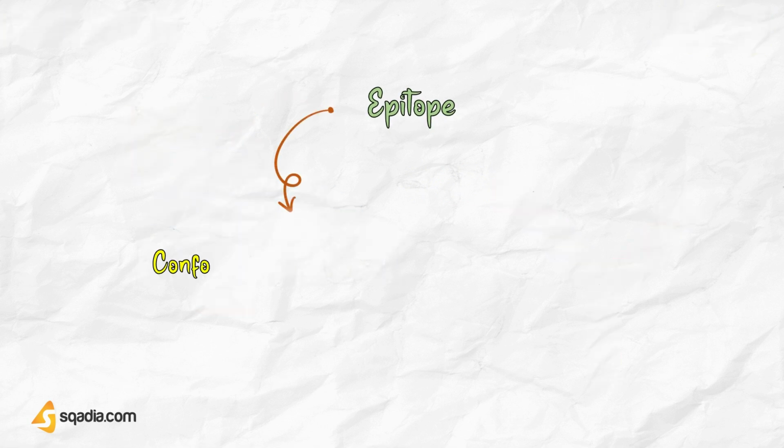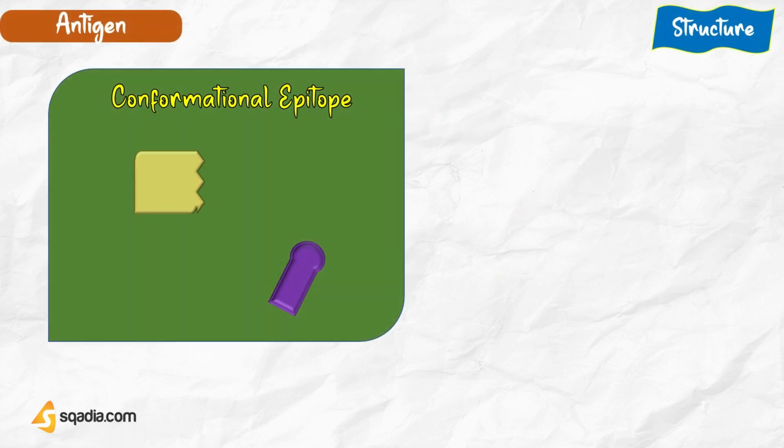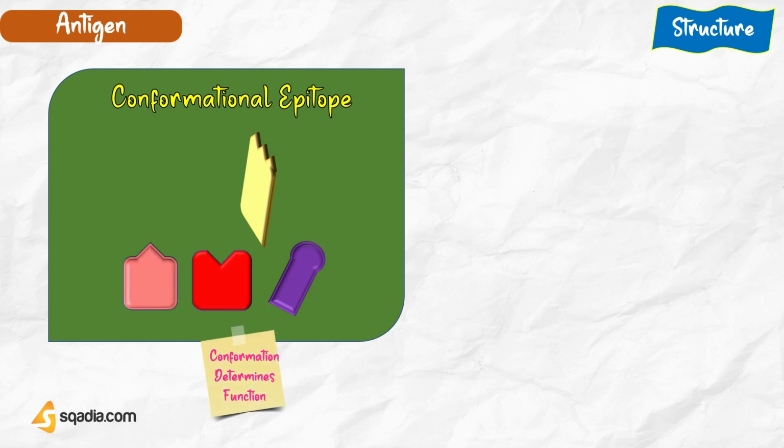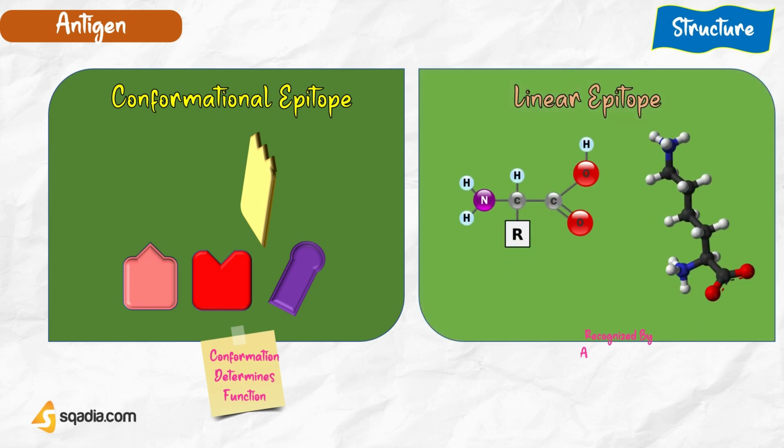Epitopes are further classified as conformational and linear epitopes. Conformational epitope: the conformation of the epitope, or the 3D structure of the epitope, defines its function. So in simpler words, the various shapes and structures of the epitope are recognized by the immune system and bound by the paratope. Second is the linear epitope. It does not require any three-dimensional structure to determine its function. So, a linear or sequential epitope is an epitope that is recognized by antibodies by its linear sequence of amino acids, or primary structure.